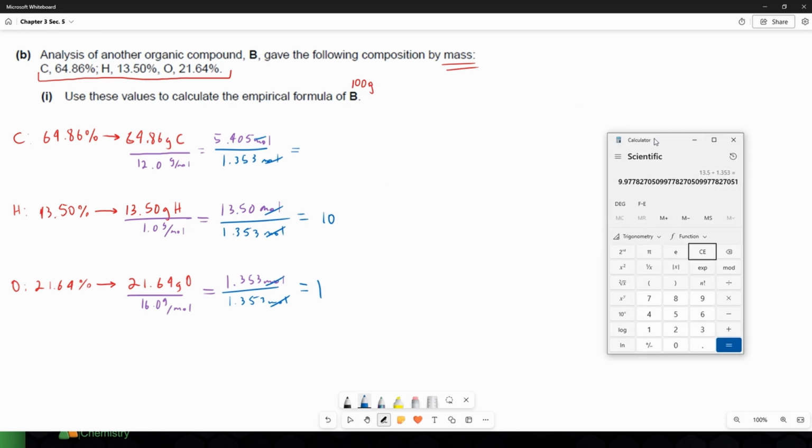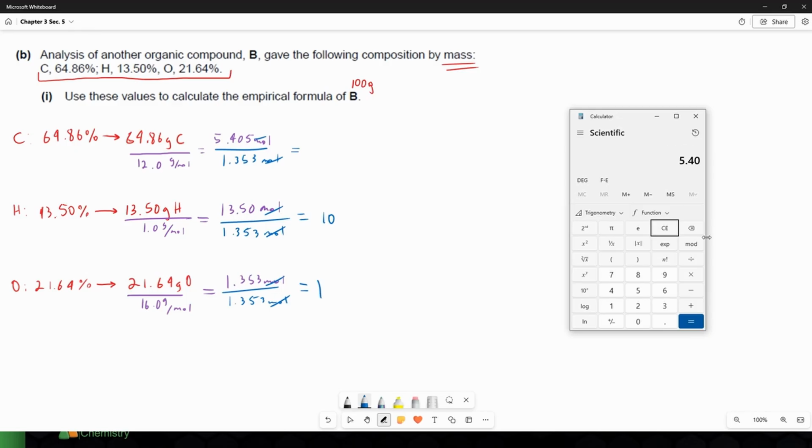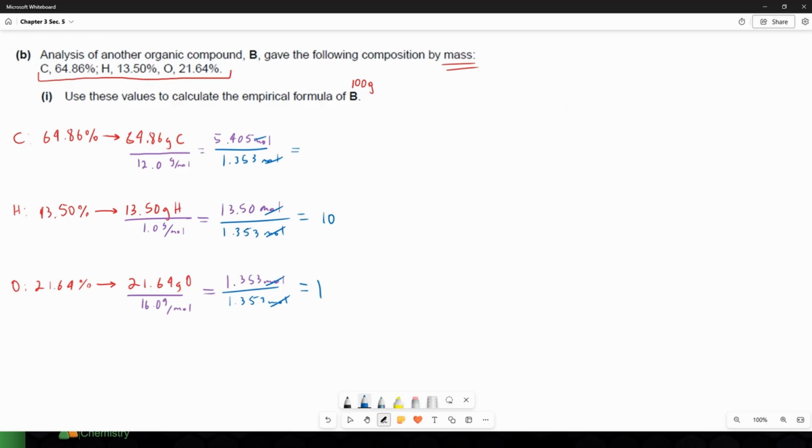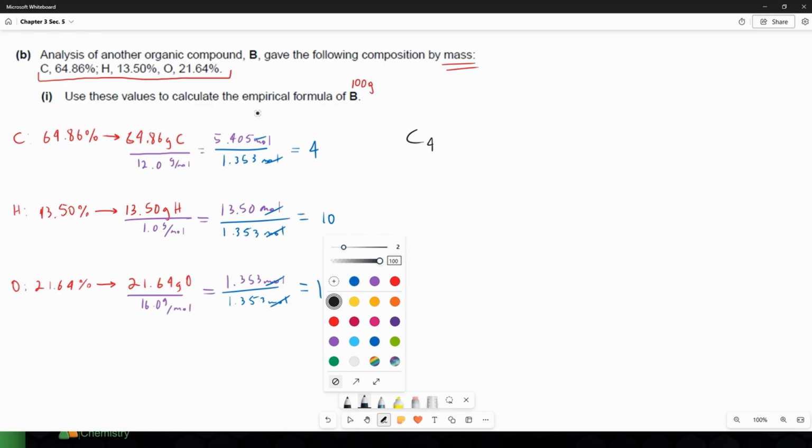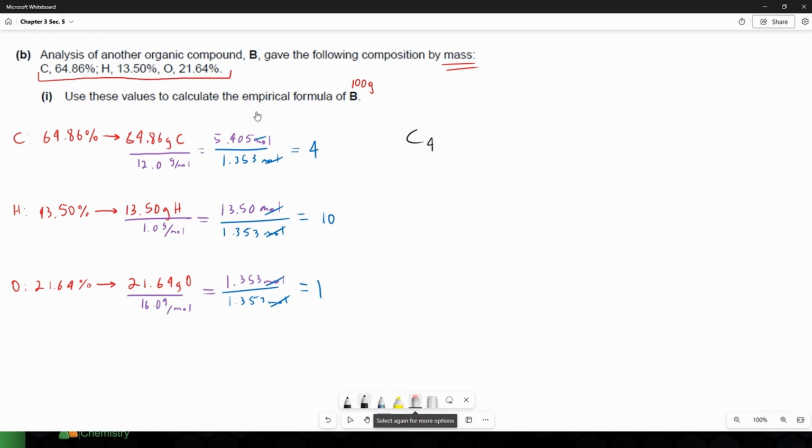And then the last one, 5.405 divided by 1.353 gives me 3.99. Again, basically 4. So here we have a 4 to 10 to 1 ratio. And that's a ratio we're going to use in our empirical formula. All we got to do now is say, okay, in the ratio carbon has 4, hydrogen has 10, and there's only 1 oxygen. So the empirical formula for this compound is C4H10O.